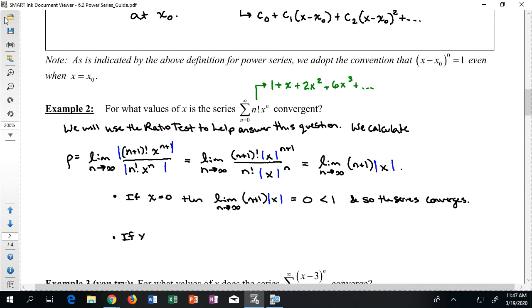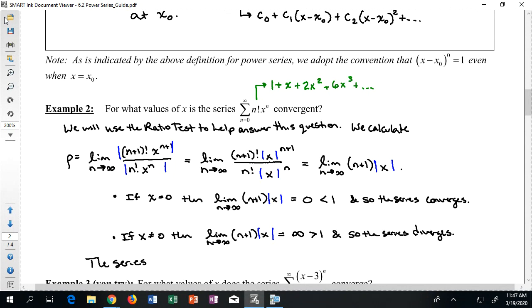Notice though, if I plug in anything else, if x is not a 0, then the limit as n approaches infinity of n plus 1 times the absolute value of that x is really just going to be equal to, let's see, if n's going off to infinity, isn't that just going to turn into infinity? And that's obviously greater than 1. So by the ratio test, the series diverges. So I can kind of see something here. As a conclusion, the series only converges when x is equal to the number 0. If you plug in anything else into this addition problem, you will end up with a divergent result.